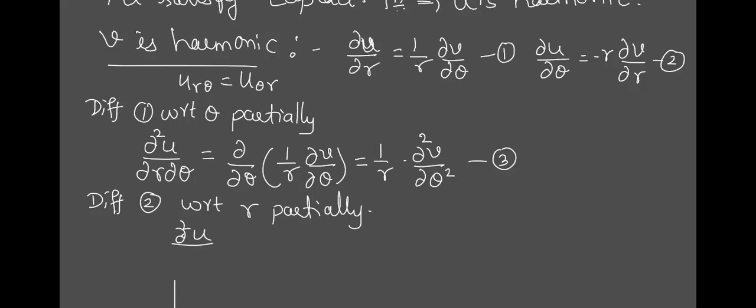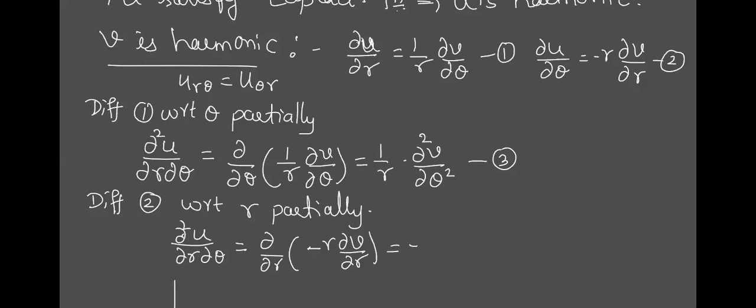∂²u/∂r∂θ, that is ∂/∂r of r into ∂u/∂θ... Okay. Yes. This is the derivative of what is the RHS part? Minus r ∂v/∂r. Tell me whether to apply product rule, direct or any other. Product rule. Why? Because r is a function of r and ∂v/∂r is also a function of r. So let us apply the product rule.